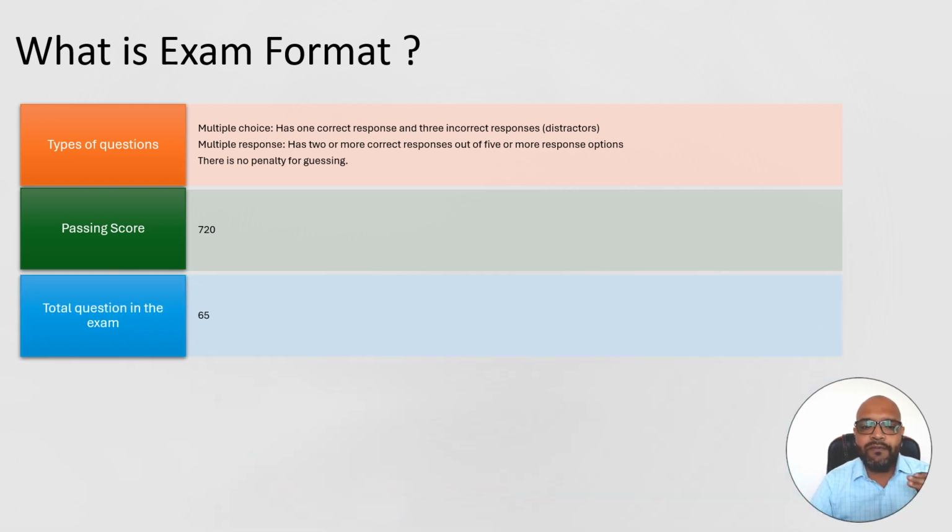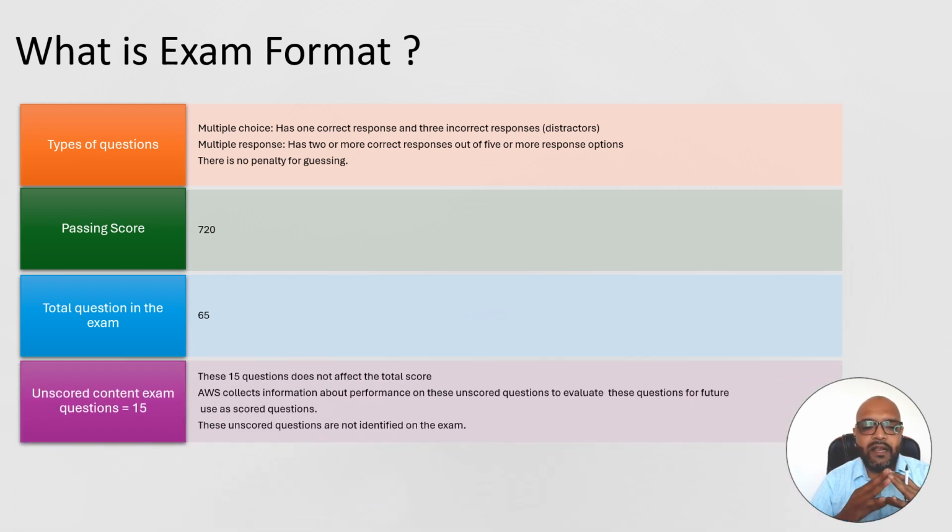The total number of questions in the exam is 65, and the unscored exam content questions are 15. These 15 questions are randomly placed among the 65 questions. These 15 questions do not affect the total score, but as an exam taker, we do not know which are those 15 questions. AWS basically collects information about performance on these unscored questions to evaluate them for future use as scored questions. The unscored questions are not identified on the exam.